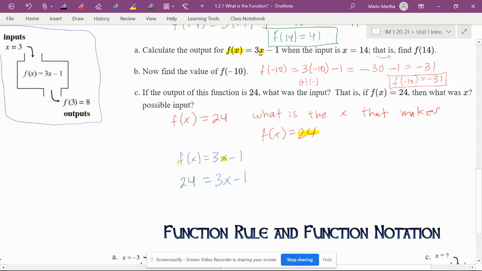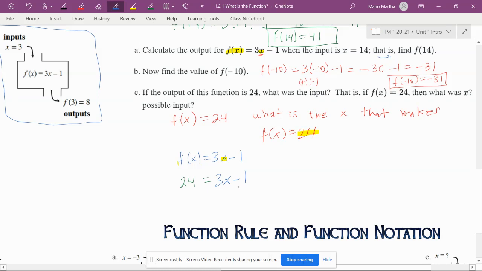So here, we want to figure out what could be the possible inputs. So I know 3 times, for example, 5 is 15, take away 1, that's 14, so not that close. Maybe 3 times 10 is 30, take away 1 is 29, so we're getting a little bit closer. 3 times 9, I know is 27, take away 1, that's 26. Oh, now we're getting a little bit closer. And then 3 times 8 is 24, minus 1, that gives us 23, so we already went under. So I know my answer has to be between 8 and 9 pretty much.